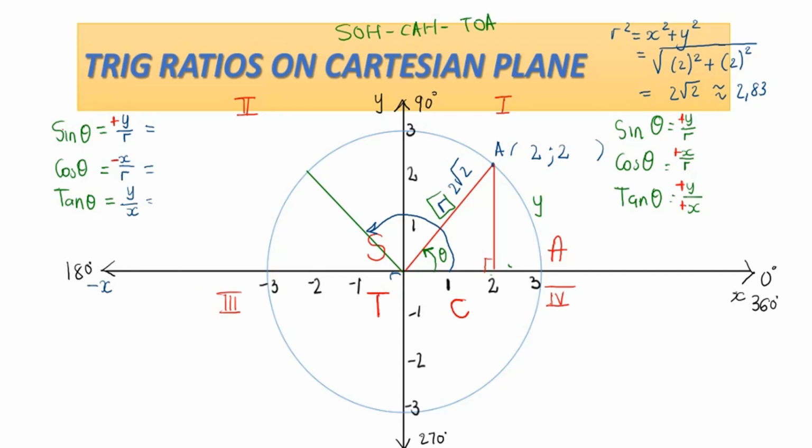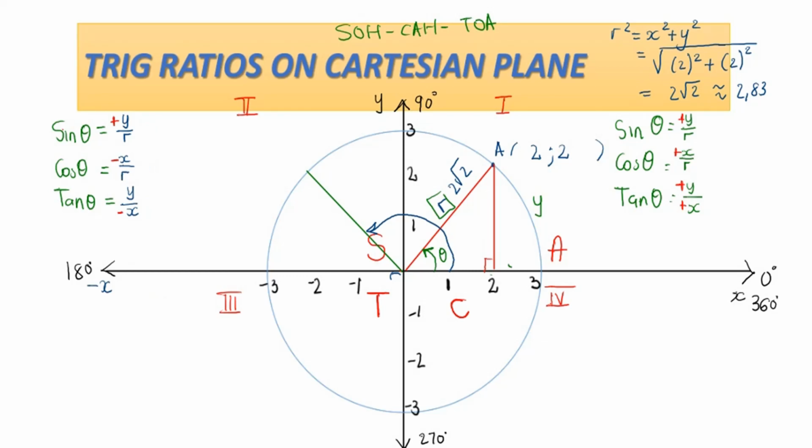And let's have a look at tan of theta. Tan of theta is equal to y over x. What do we know about the x values? The x values in this quadrant are negative, so the tan of theta in this quadrant is negative. So that's why we get told that in this quadrant, only the sine of theta is positive.